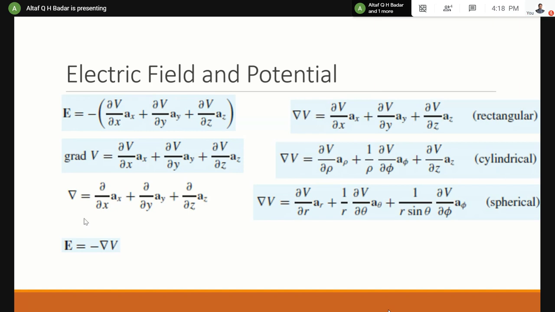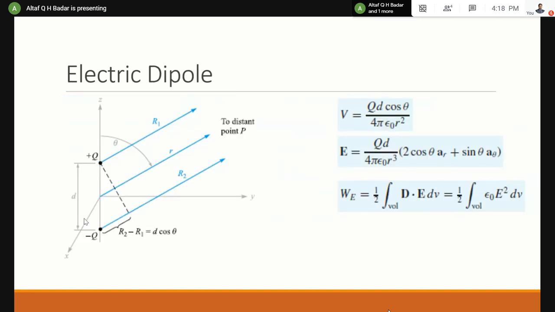Then I have a slide for dipole also. Just go through it. These are the derivation contents. This is a dipole here, where this is one charge, this is another charge. The value of d is very small. They are separated by a very small distance as compared to the value of r. And then you check out for all the other things which I have already mentioned.